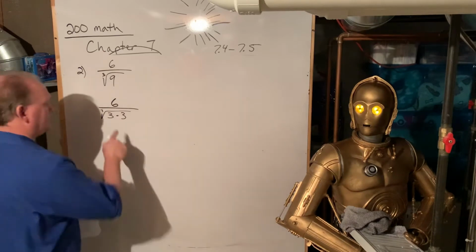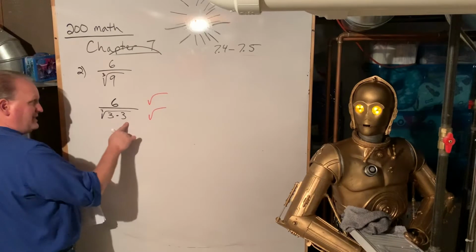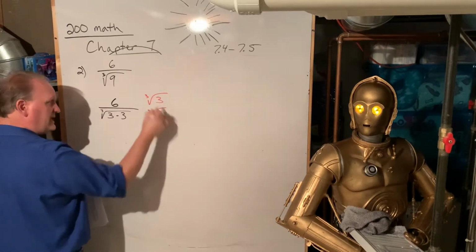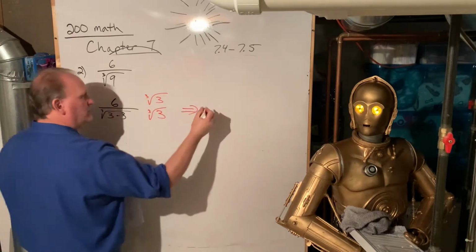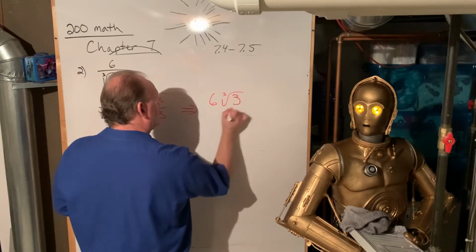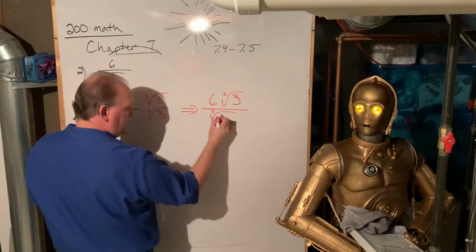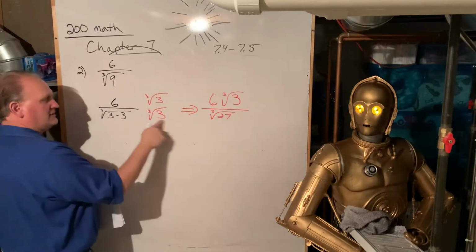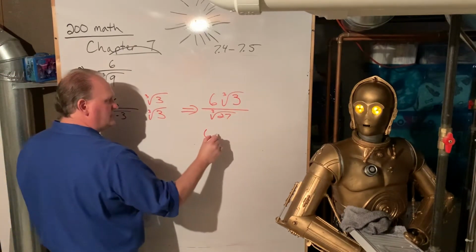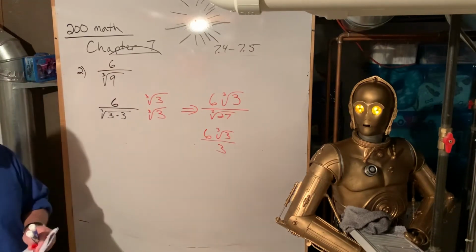I need to get this to be a perfect cube, and all I need for it to be a perfect cube is 3 threes. So if I multiply top and bottom by the cube root of 3, that will be what we want over the cube root of 27. 3 times 3 times 3 is 27, but that is a perfect cube. So what is the cube root of 27? That's just 3.